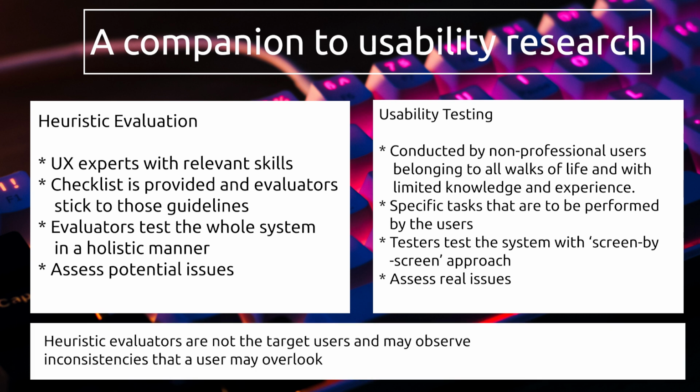One of the key differences between these two models is the fact that heuristic evaluators are not the actual target users. However, on the other side, since there is a standardized heuristic checklist, the UX experts give the app a thorough test and are able to observe inconsistencies that a user might overlook. For example, the color of the button of the app, border layout, etc.